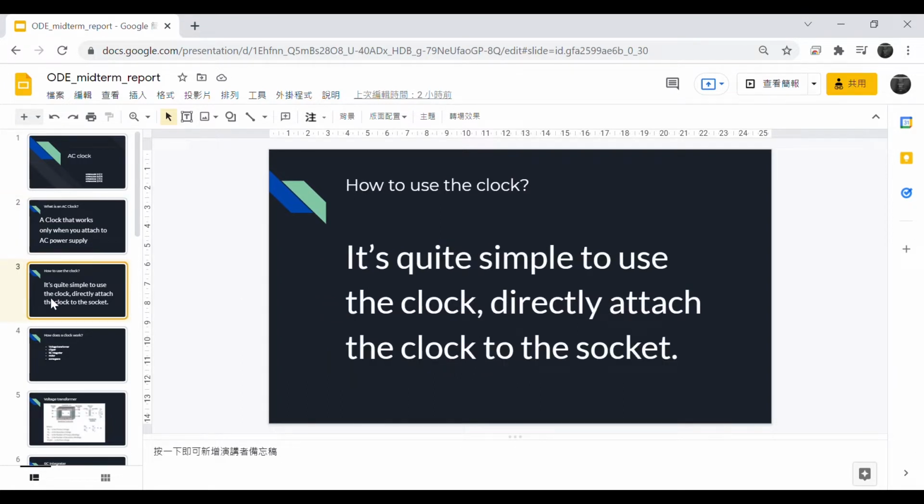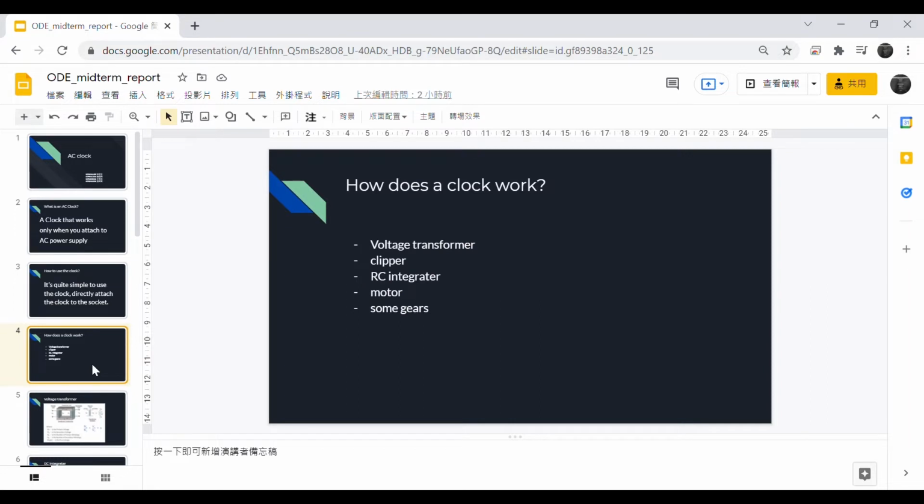So how to use a clock? It's quite simple to use a clock, as I mentioned. Directly attach the clock to the socket. And about the most important part, how does the clock work, and what's the principle hidden behind the clock? We divided the realization of clock into several parts: voltage transformer, clipper, RC integrator, motor, and some gear. And we decided to build a clock in counter digital clock way, so of course we need some gears here.